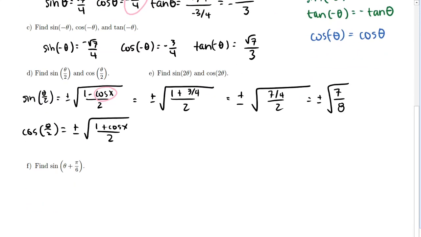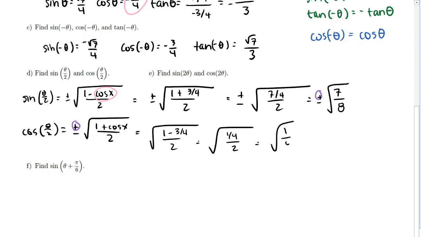And so here, when we say plus or minus the square root of 7 over 8, really, in this case, it's plus. Even without knowing the exact value of theta, we know that it's in the first quadrant. We know sine is going to be positive. And similarly here, we're going to get a positive value from our cosine half angle identity. This is the square root of 1 plus negative 3 over 4, this is the square root of 1/4 over 2. This is the square root of 1 over 8. So maybe let me just leave it at that.